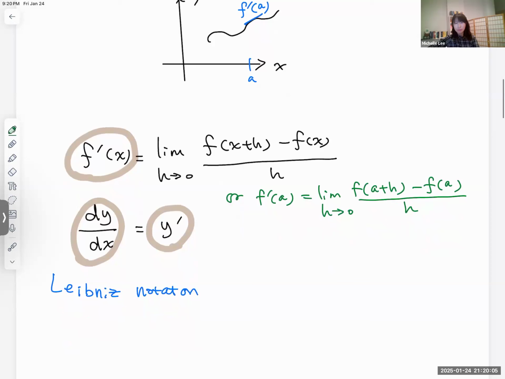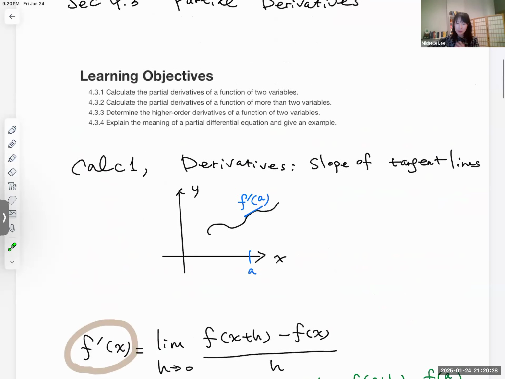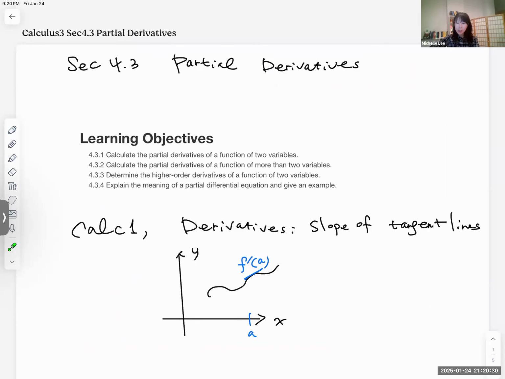Okay, and then we have this notation, right? So dy over dx, which is the same as y prime, right? So we had this notation as Leibniz notation. It's hard to pronounce. Okay, now in calculus 3, we had the title for this section, partial derivative, right?